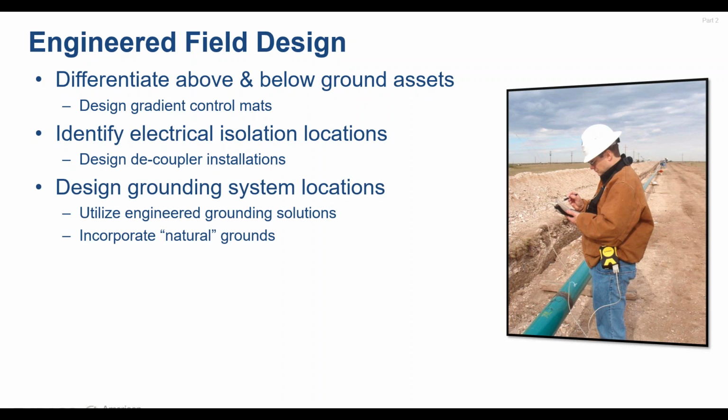We can use engineered grounding systems in targeted locations to accomplish the end result that we want, which is essentially safely moving that energy away from the pipeline. So with some very targeted, very strategic engineered grounding solutions, we can make that happen. We might even be able to incorporate natural grounds. Those would include things like road or railroad casings, any other metallic structures that we can incorporate into the integrated grounding solution.